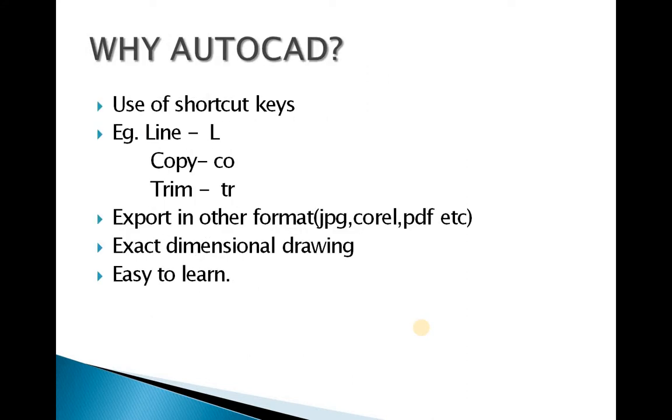Next, why we use AutoCAD. The benefit of AutoCAD is that we can use any command from its shortcut key. For example, we can use line by pressing L, copy by pressing CO, trim by TR. Approximately 180 commands you can use by their starting letters or shortcut keys. You can export your DWG or AutoCAD drawing in JPG, Corel or PDF format as per your convenience.